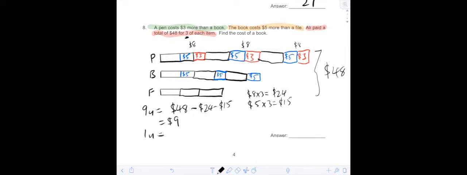So from here we can find that 1 unit will be equal to $9 divided by 9. We'll get $1. Now you want to find the cost of a book. A book costs $5 more than that 1 unit. So all we need to do is take the $1 plus the $5 back. The answer should be $6.